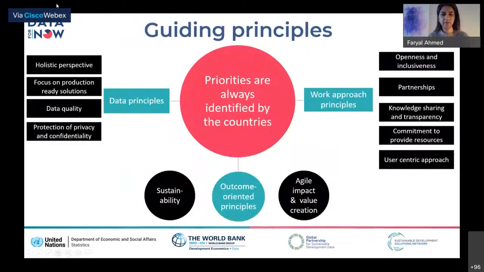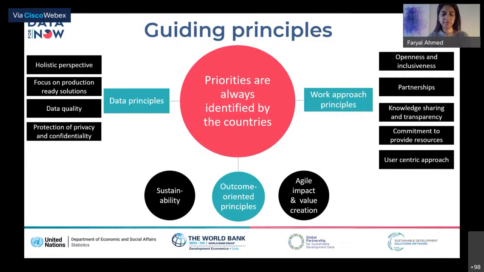The Data for Now initiative is guided by the following principles. As I mentioned, the Data for Now project keeps the country's priorities at the forefront. So the national statistics offices are at the core of prioritizing the needs and implementing the activities. And they're also a kind of entry point for us to work with the entire national statistics system to fill the data gaps that have been identified in the prioritization process.